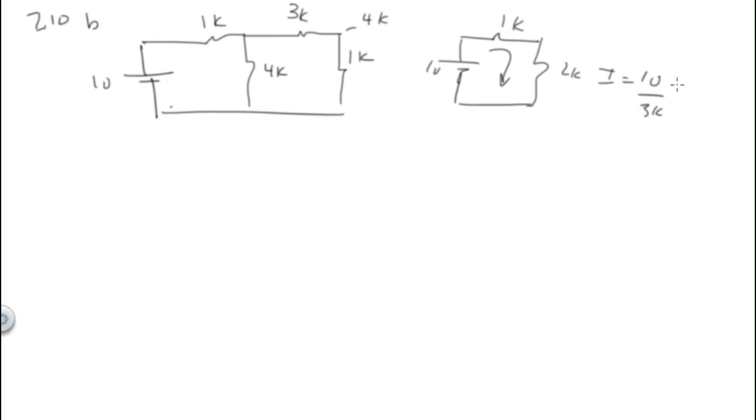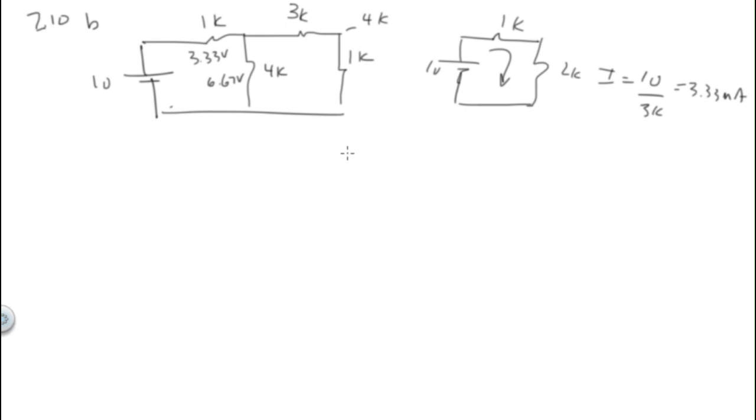3.33 milliamps, right? All right, so that gives me my current. Now that I know my current, I know my voltage drop across the 1K, which is 3.33 volts. And now I know my voltage drop across the 4K, which is 6.67 volts. But I don't know what the voltage drop is across the 3 and the 1. But I do know that the voltage across the 3 and the 1 has to add up to 6.67.